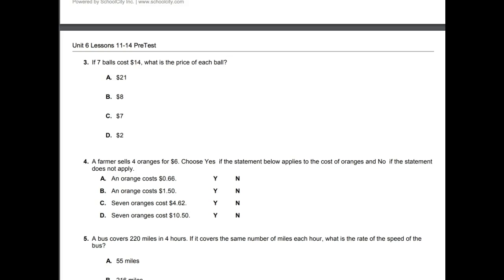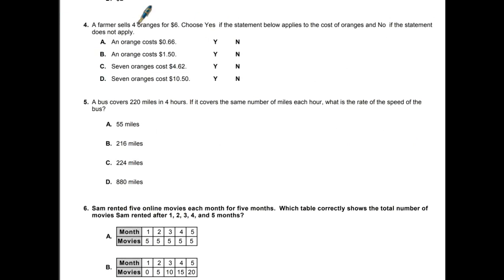Now, on to the next one. A farmer sells 4 oranges for $6. Choose yes if the statement below applies to the cost of the oranges, and no if the statement does not apply. So I'm going to leave this up here, and I want you to, on your paper, write 4 oranges for $6. Okay? That's the rate that you're looking for. 4 oranges, $6. And then I want you to list A, B, C, and D on your paper. And you're going to write either yes or no for A, B, C, and D, based on these statements.